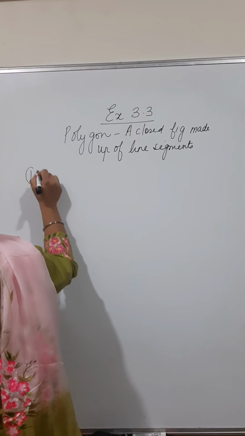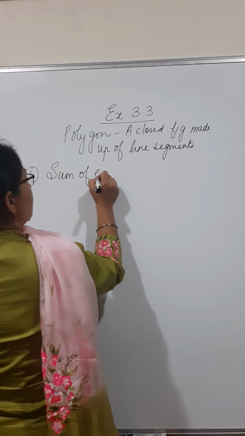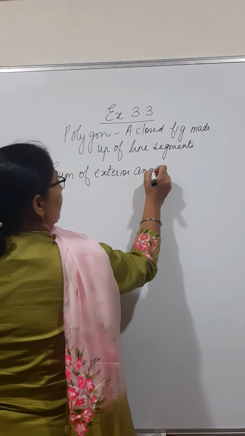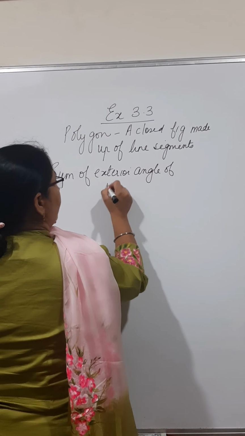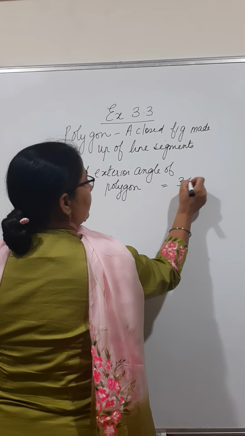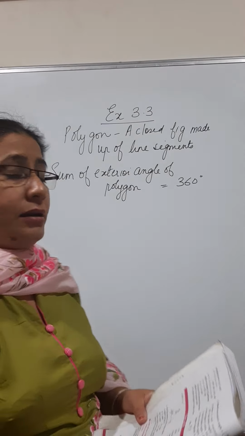Now the first property that we are going to discuss is the sum of the exterior angles of a polygon. So the sum of the exterior angles of a polygon, beta, is equal to 360 degrees.